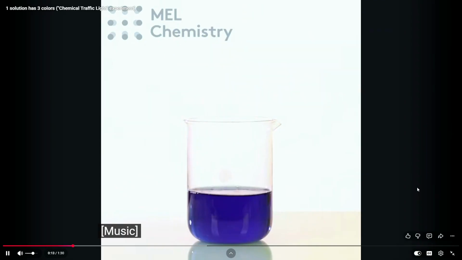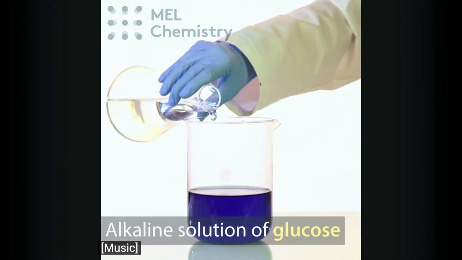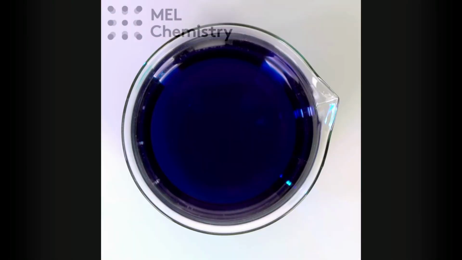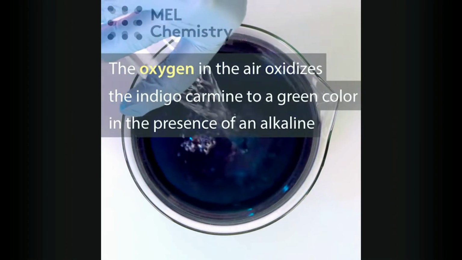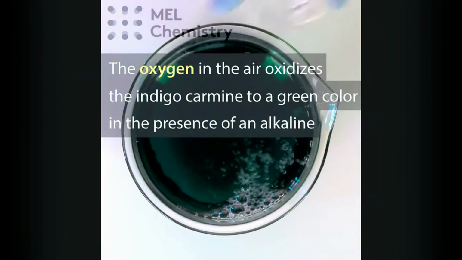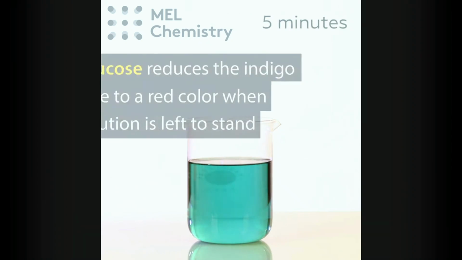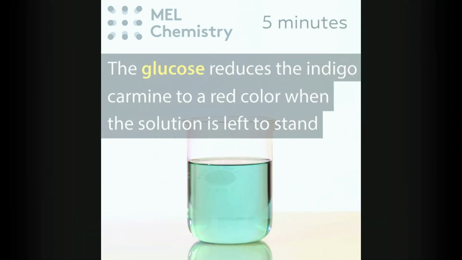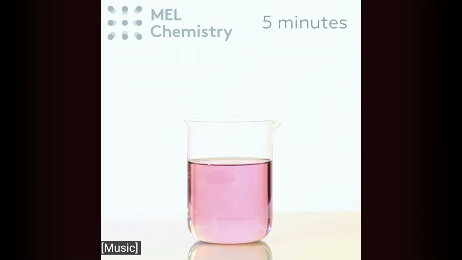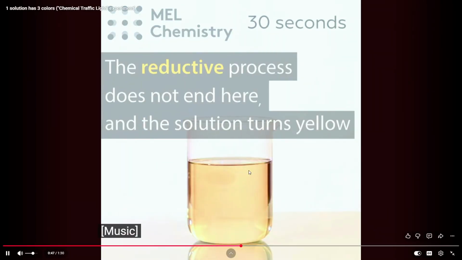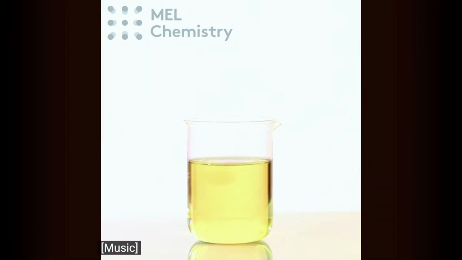Okay, so my reactant is a bluish purple. I'm going to add sugar to this. And it turns green. Then we'll let it stand, it turns red. So I know what the steps of this reaction must be because I see the green color and I see the red color. And in the end, it's yellow.